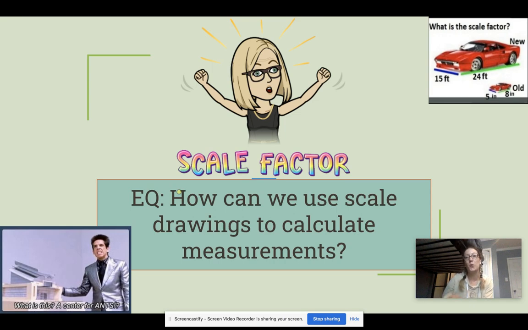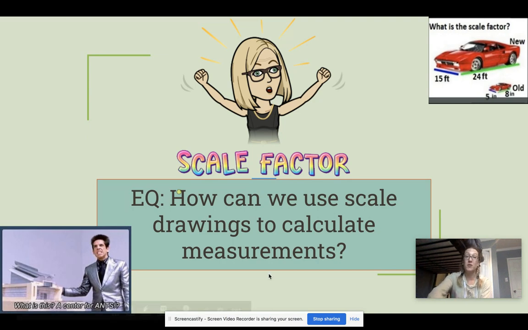Hey guys, so we're going to do a lesson today on scale factor. And you might remember scale factor we did in the classroom. We talked about Legos, right? And how Legos are scale factor images of some real life object, right?